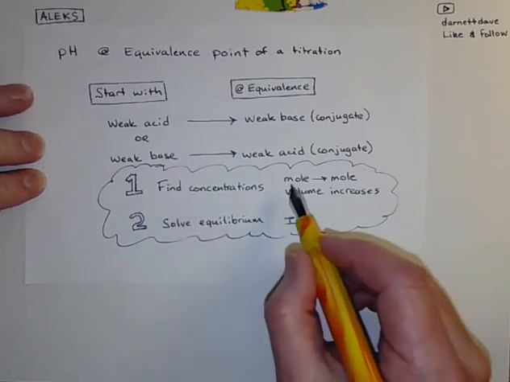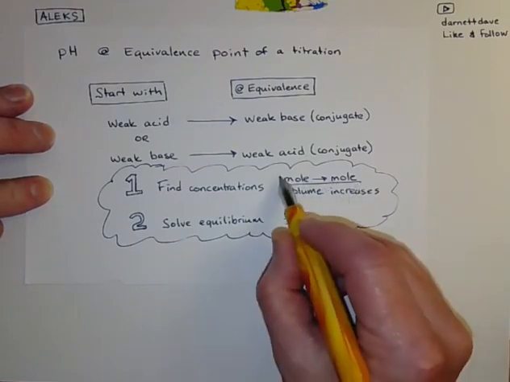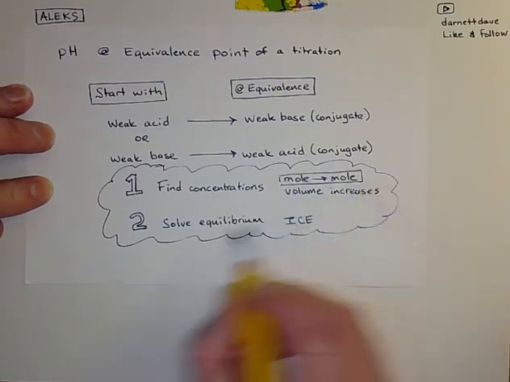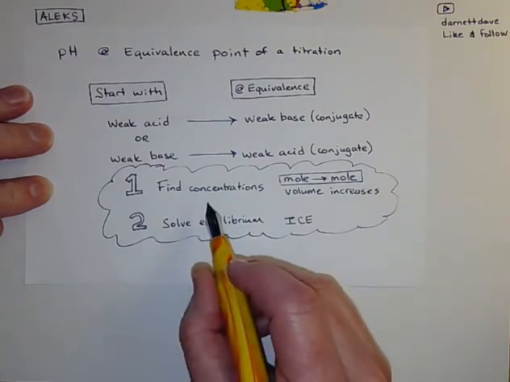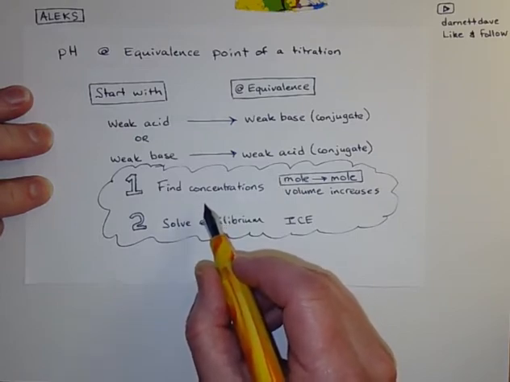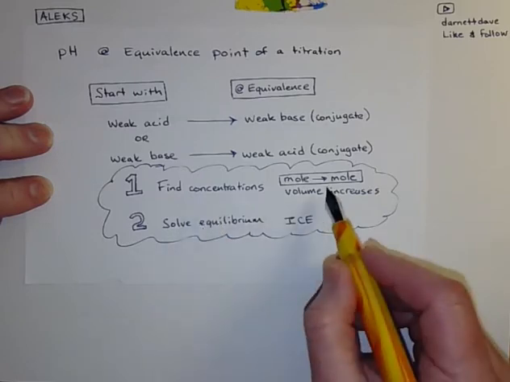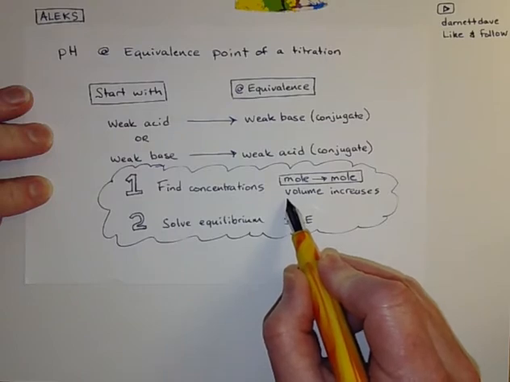To do that, we're going to use the fact that this is a mole-to-mole transition. So however many moles of acid we start with, that's the number of moles of base we end up with, or vice versa. However many moles of base we start with, that's the moles of acid we end up with. We also have to account for the volume increase, since doing a titration we'll be adding an additional acid or a base to make the reaction go.